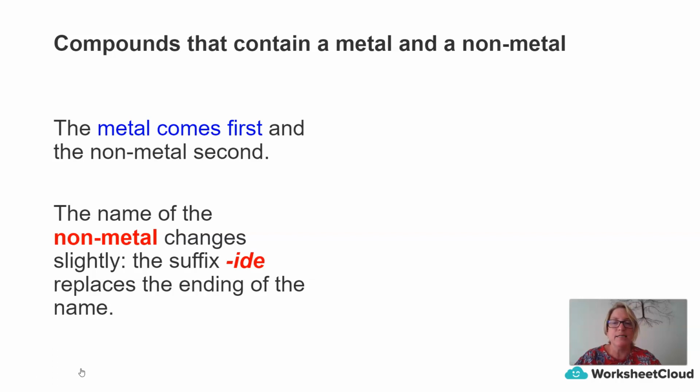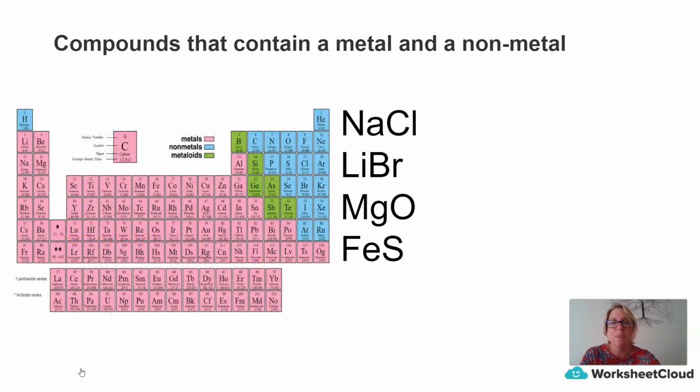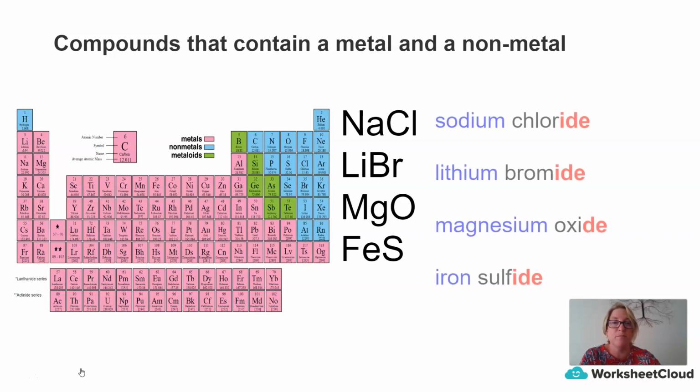So, for example, if we have a look at these compounds here, and we use the periodic table to help us try and remember how to name those compounds, NaCl is sodium chloride. We don't say sodium chlorine, sodium chloride. LiBr is lithium bromide. MgO, magnesium oxide. FeS, iron sulfide.